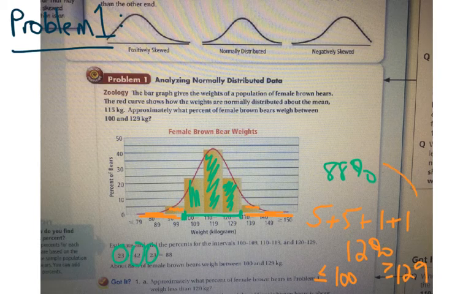Well, I want you to notice something. What happens when you add 88 plus 12? You get 100%. And you know you can't go over 100%.